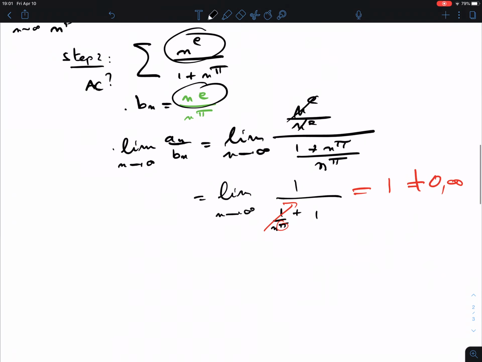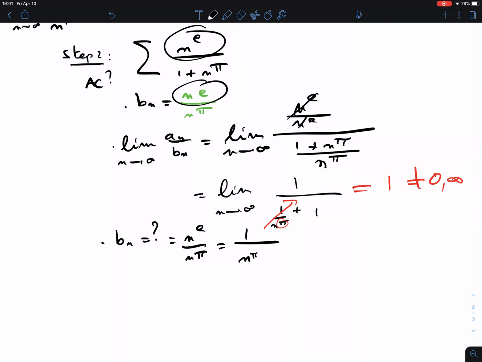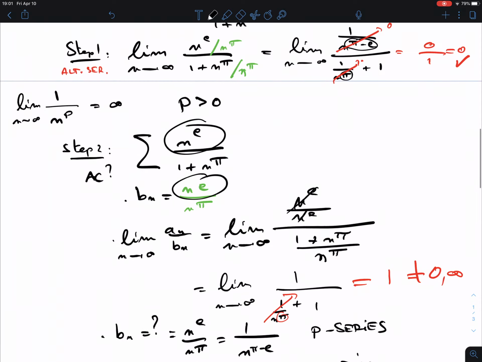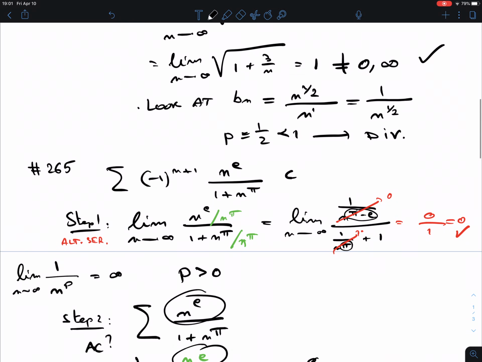What we should now look at is Bn. What can we say about Bn? Well, it is n to the e over n to the pi. The P series wants us to write everything into the bottom, so it's n to the pi minus e. So P here, it's a P series. I didn't write it down last time, but I said it. P is here pi minus e. Now that actually is a number less than 1. Just put it in the calculator. 3.14 minus 2.7 sounds less than 1, right? So this means again divergent. So conclusion, one more time, this is CC, not AC.